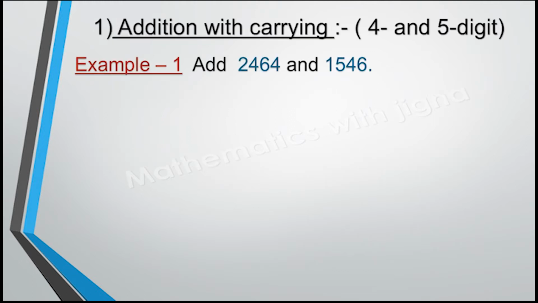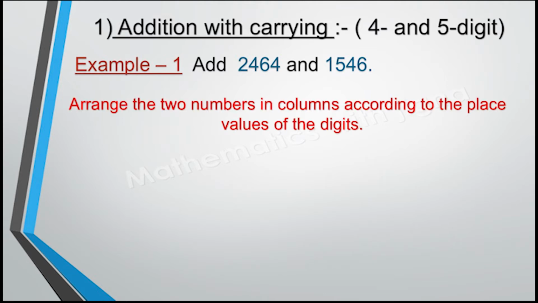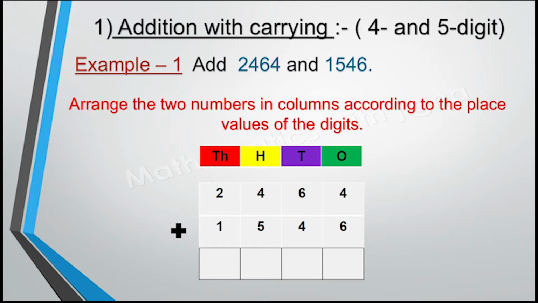Here we will take one example. Add 2464 and 1546. We know that when we add two numbers, we have to arrange the two numbers in columns according to the place values of the digits. The first number of the addition is known as augend and the other number being added is known as addend. Addition always begins at the ones place.